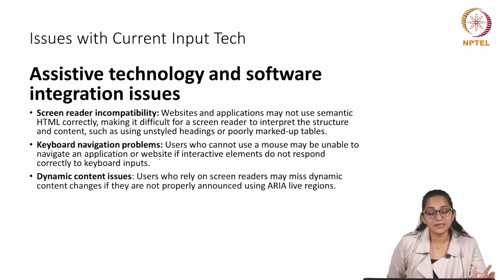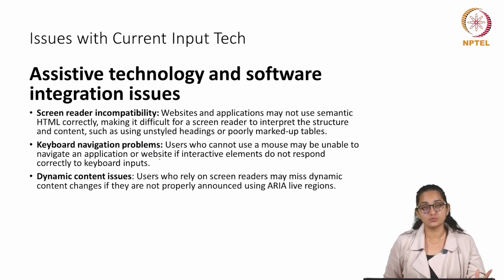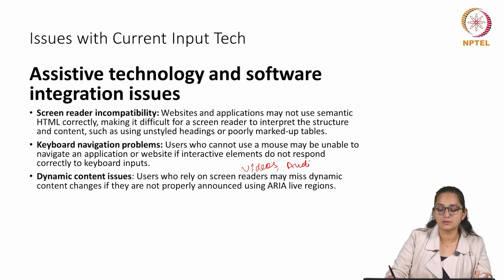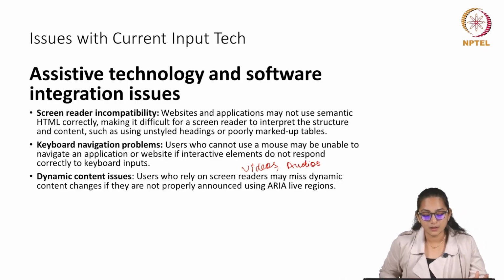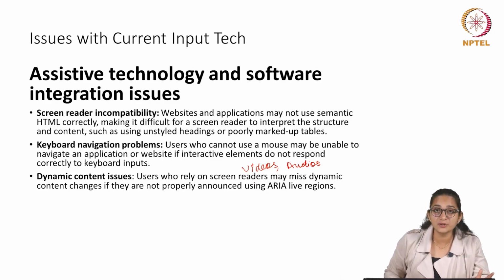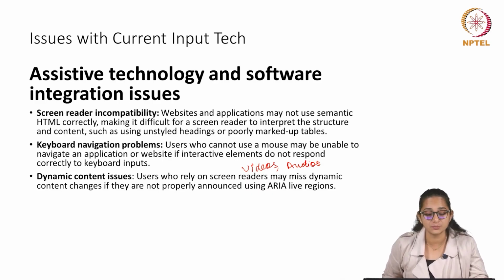Then there can be dynamic content issues. Dynamic content may include videos or live audio. If they are not properly announced using ARIA live regions, or they are missing descriptive alt text, then they are largely not accessible.